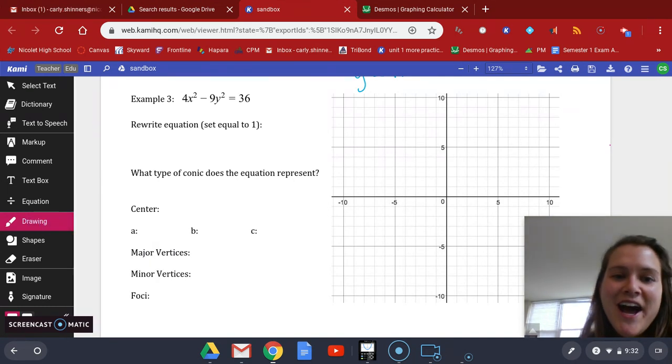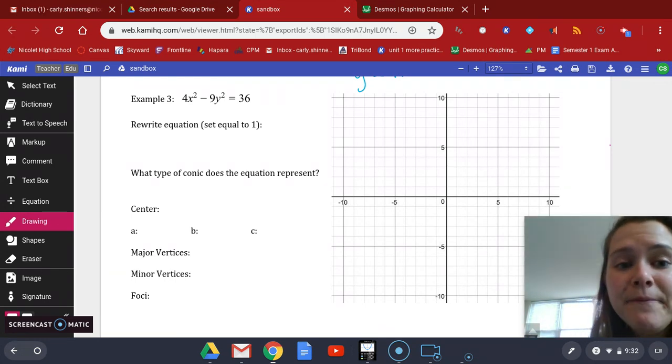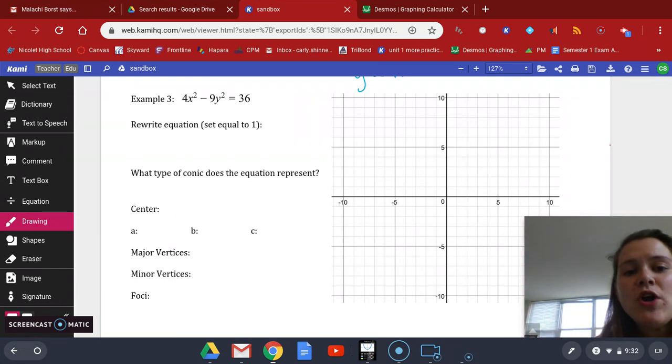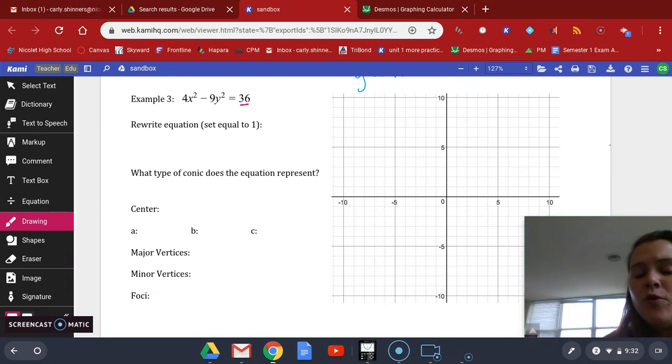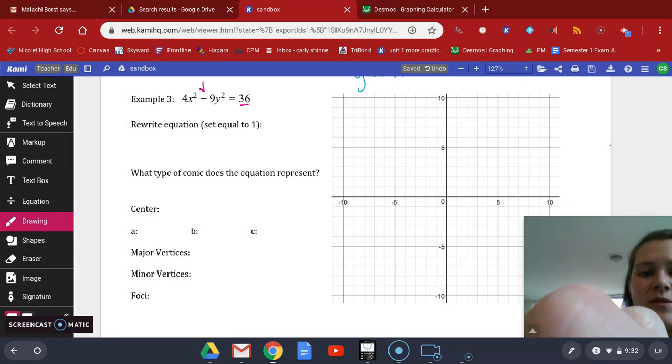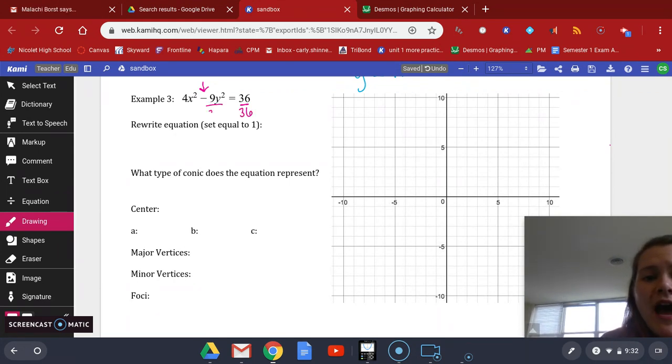All right. With that, we're going to finish up today with this example 3. Notice that it's equal to 36. So I might be thinking, oh, maybe this is a circle with radius 6, but then I see the subtraction. That subtraction makes me think this has to be a hyperbola. So if it is a hyperbola, I need to set this equal to 1.